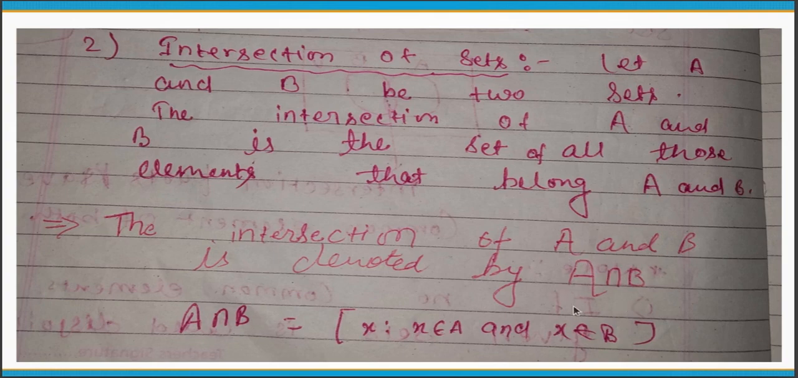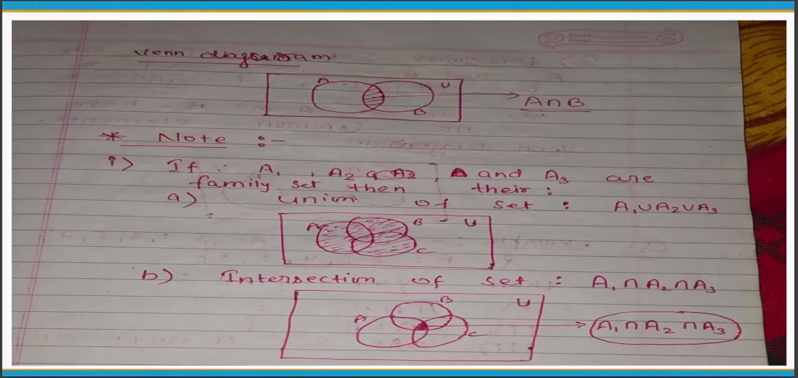The intersection of A and B is denoted by A intersection B, just the opposite of the union. A intersection B is the set of X such that X belongs to A and X belongs to B. That is, X is an element of A intersection B means X belongs to set A and X also belongs to set B.